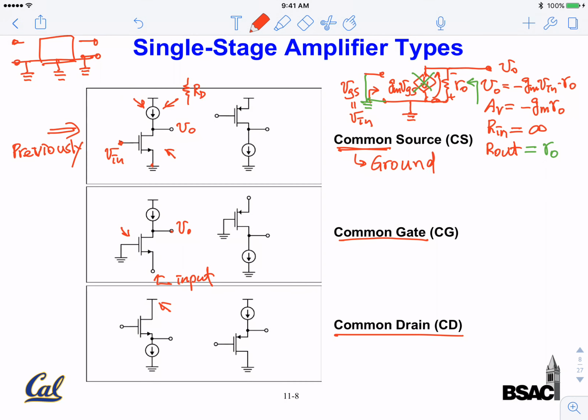Common drain: we again apply the input here. Where do we take the output? We take the output from the source, so V out is here. And here we also show a current source as a biasing circuit. Again, later we will show you this is actually indeed a better biasing scheme, using a current source rather than a resistor.